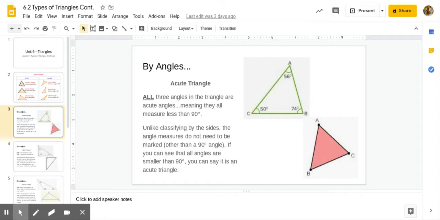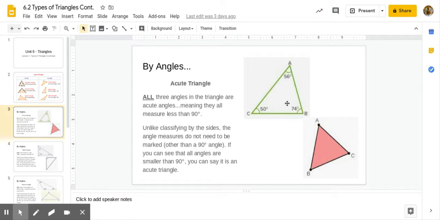Now, unlike classifying them by the sides, where you had to have either the actual length written in or the tick marks showing that they were the same or not the same, that does not have to be the case for angle measures other than 90 degrees. You do have to have a 90-degree angle measure marked, but the other ones don't. So if you can physically see that the angles all appear to be less than 90 degrees, you can say it's acute.